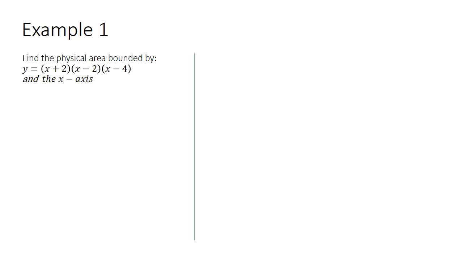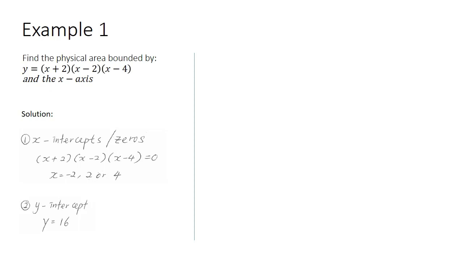Let's look at one example now. In this example, we want to calculate the area bounded by the function and the x-axis. As we do not know what the area looks like at this moment, we need to sketch the graph and determine the area that we want to calculate. We can start by finding the x-intercepts or zeros. When we set y equal to 0, we have three x-intercepts, namely -2, 2, and 4.